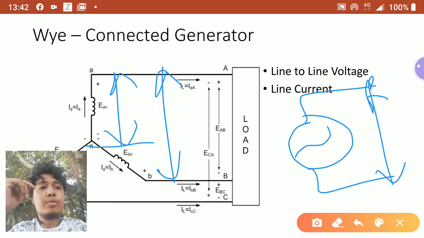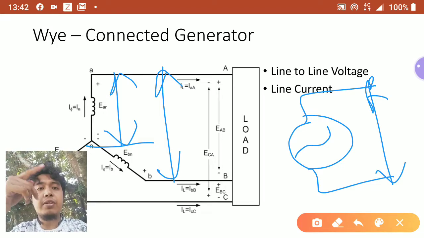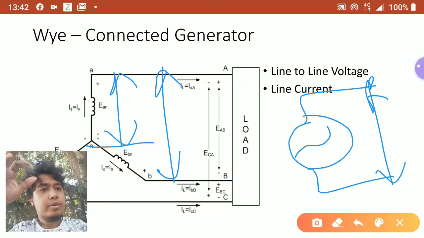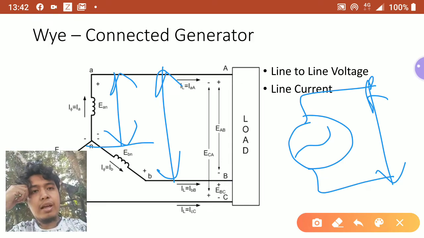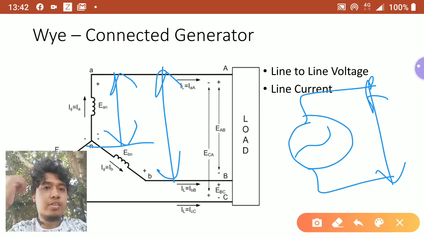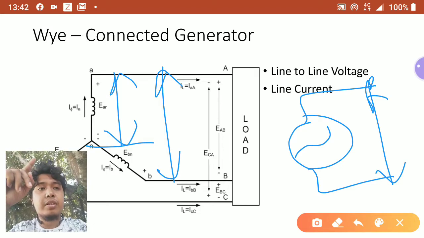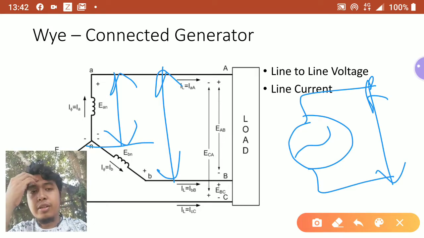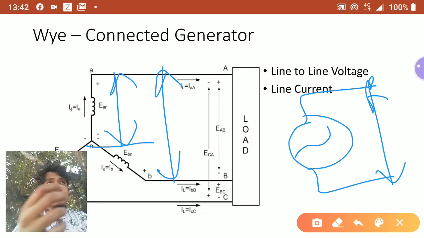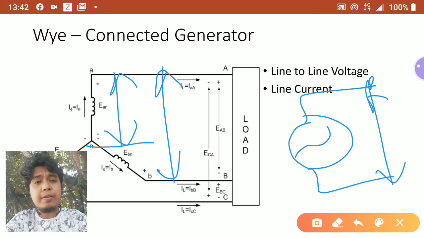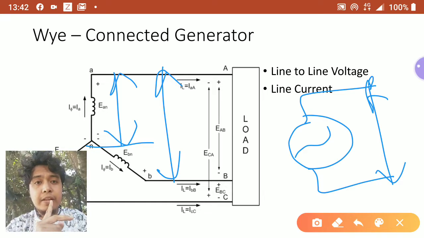For line to neutral, you actually have 3 also. Your line A to neutral, line B to neutral, and then line C to neutral. So what you have is 6 different voltages as compared to a single phase generator where you only have 1, the voltage of the generator. So in this case, you have 3 line to line voltages and 3 phase voltages.